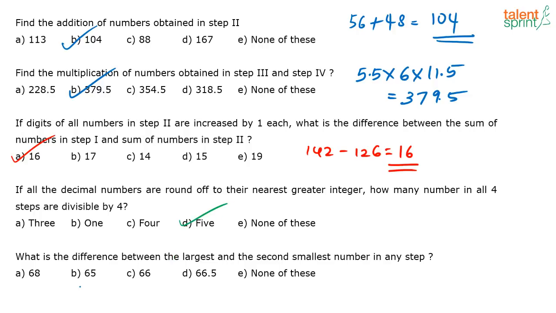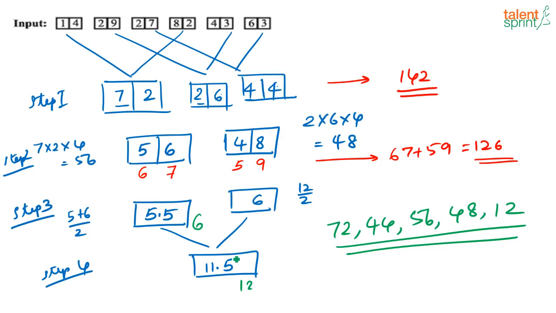Pratyusha, you are giving me the answer as 12 by 4. See, what have they asked? If the decimal numbers are rounded off to their nearest greater integer, how many numbers are divisible by 4? So here, this 11.5 you can take as 12, and 5.5 you can take as 6. So how many numbers are divisible by 4 in this full given set? 5 such numbers are there.